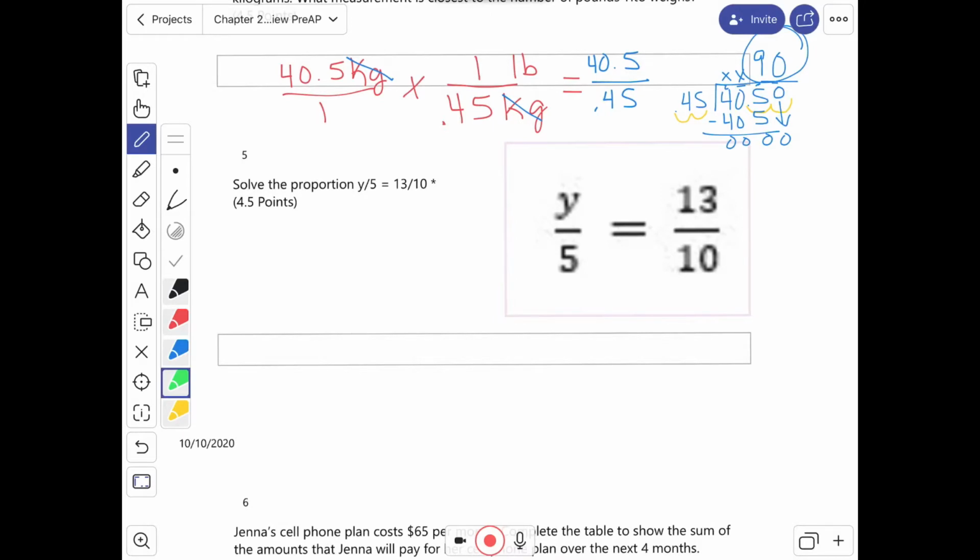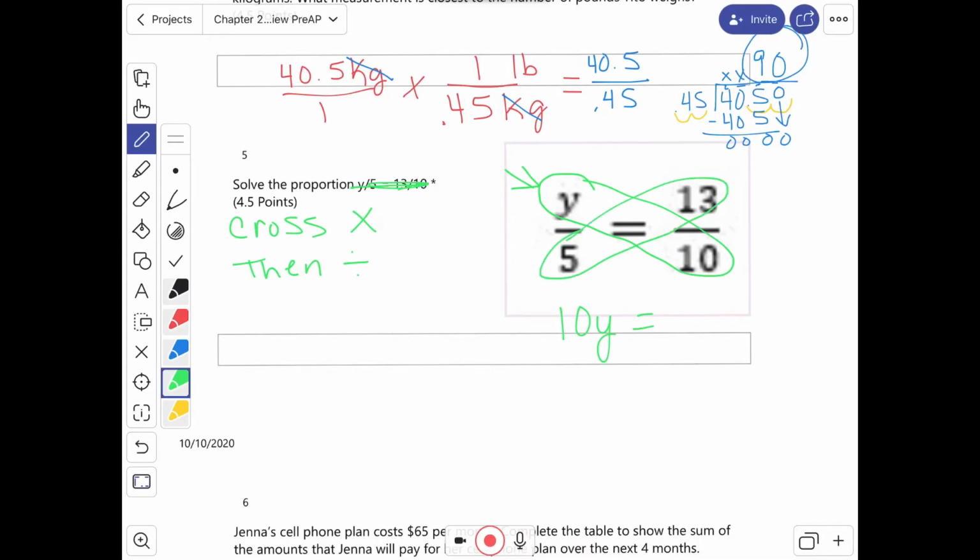Next question. Solve the proportion. And I'm going to look at this over here because that kind of looks confusing. So y over 5 is equal to 13 over 10. And we solve proportions by cross multiplying, then divide. So I'm going to cross multiply. Y times 10 gets me 10 times y. And the other way, 5 times 13 gets me 65. And then we need to get the y by itself. So to do that, I divide by 10 on both sides.